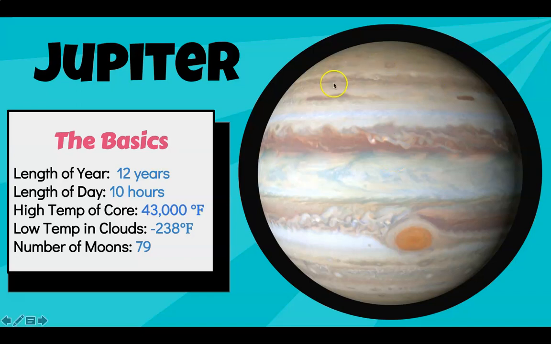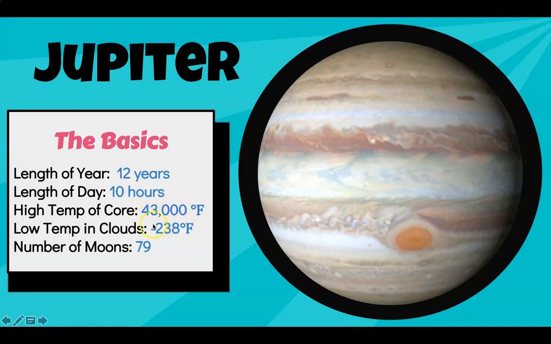The average temperature in the outer layers of these clouds is cold, negative 238 degrees Fahrenheit. But as you get closer and closer to the core, it gets hotter and hotter. The core is about 25,000 degrees Celsius, or 43,000 degrees Fahrenheit, which is hotter than that of the sun. Jupiter has a ton of moons, 79. We are finding more each year, so I'm sure that number will go up. When I was a kid, I think it was 10 or 12, and now it's almost 80. It will continue to go up.